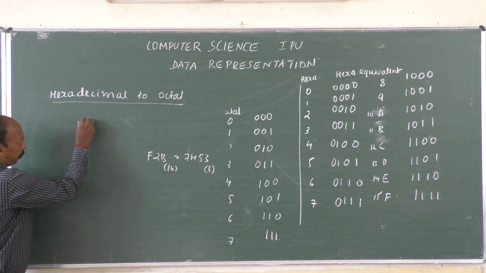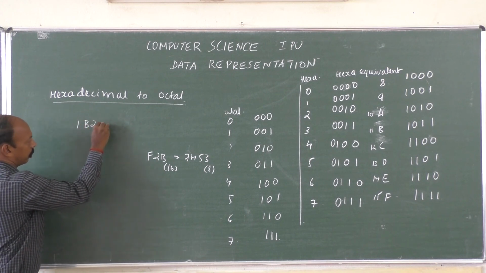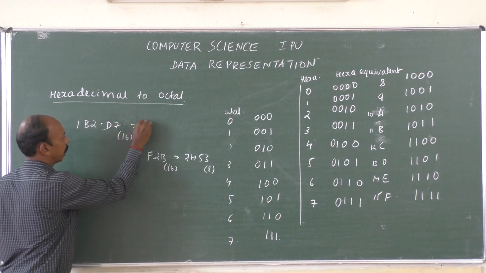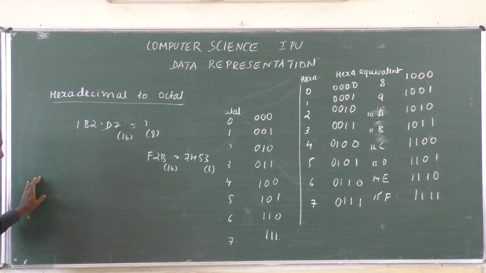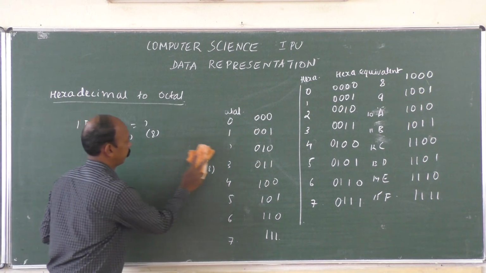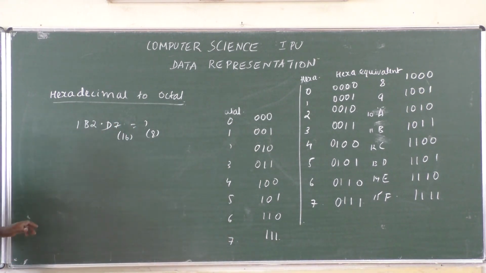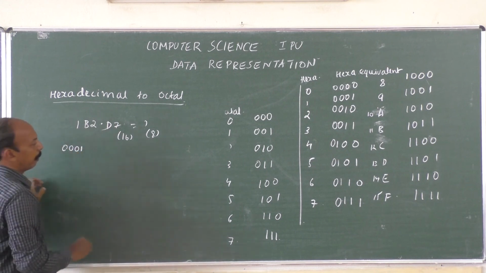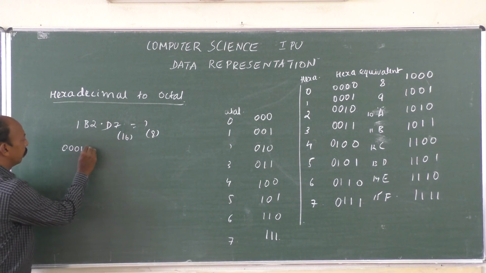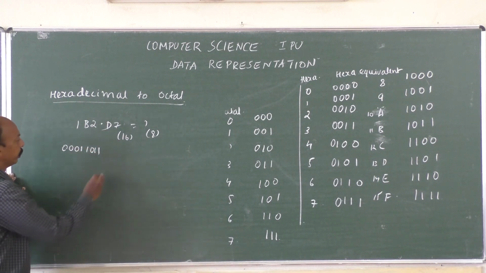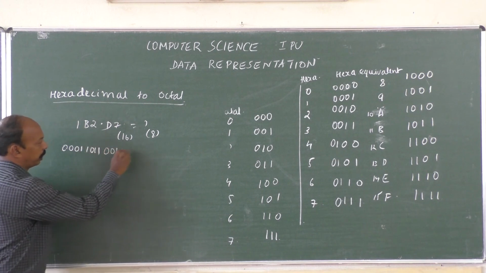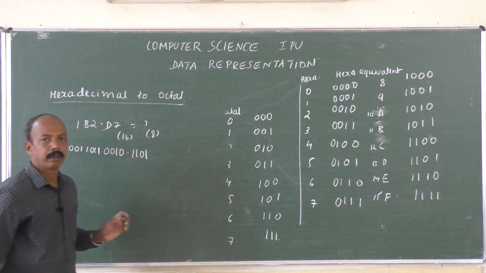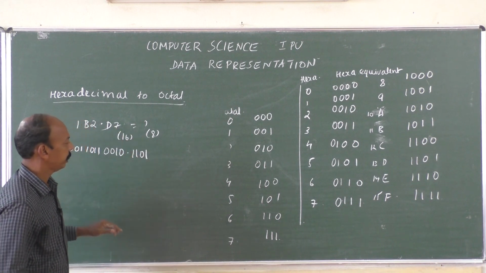1B2.D7 to the base 16 is how much to the base 8? So 1 is 0001. B is 1011. 2 is 0010, point. D is 1101. Then it is 7, 7 is 0111.